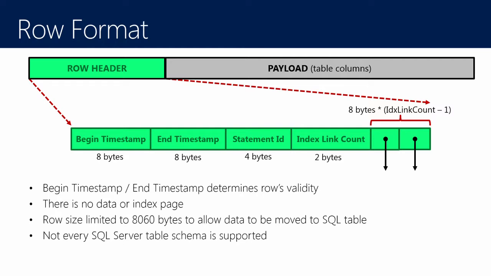There's no data or index pages because we just have this one format for data. The row size is limited to 8,060 bytes. Why? Quite simply because we want to move SQL tables into Hackathon and Hackathon into SQL tables. So a bit of an artificial construct, if you like, there.